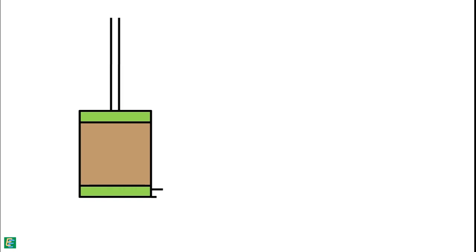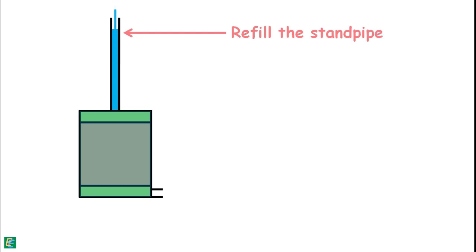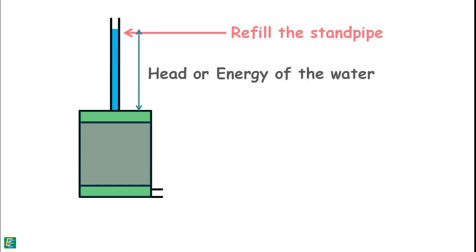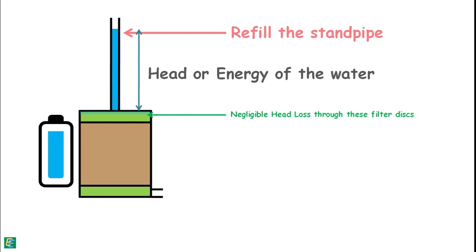Then we close the knob at the outlet and stop the water flow. We refill the standpipe up to a certain height. The height of the water column in the standpipe represents the head or the energy of the water. We assume there is a negligible head loss due to the porous disc, and the energy of the liquid starts dropping when it begins to flow through the soil.